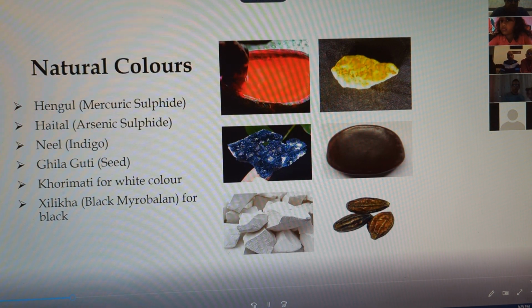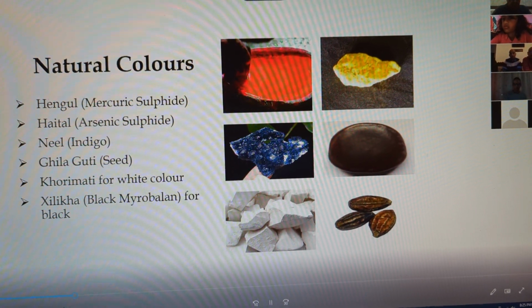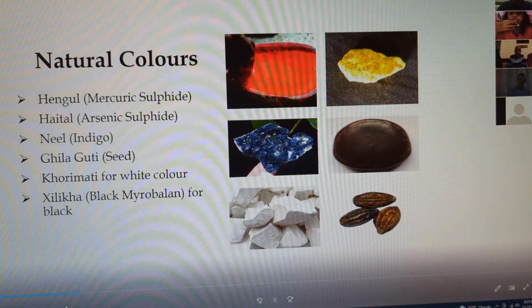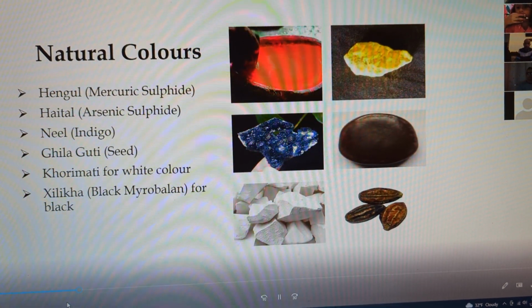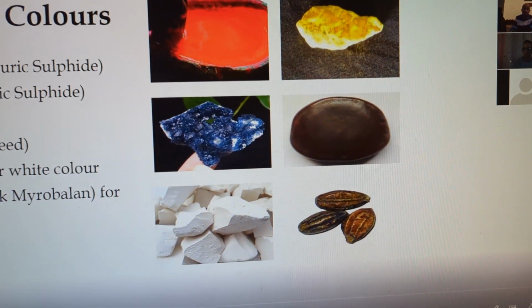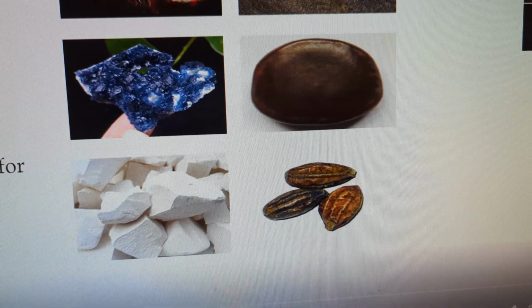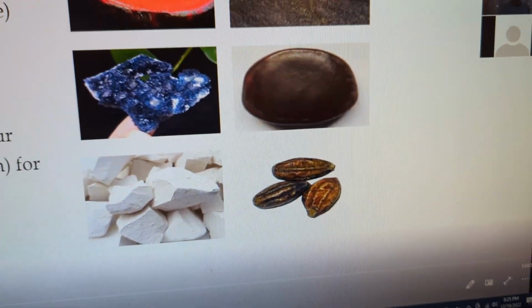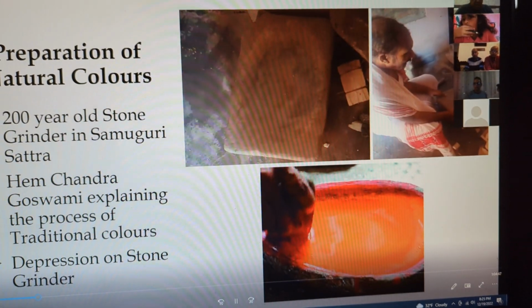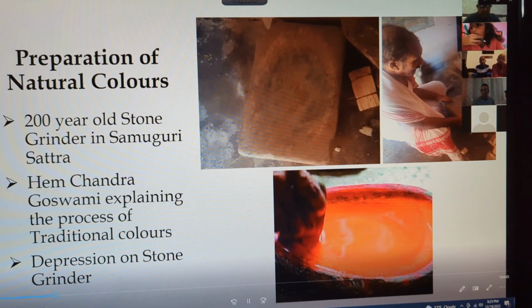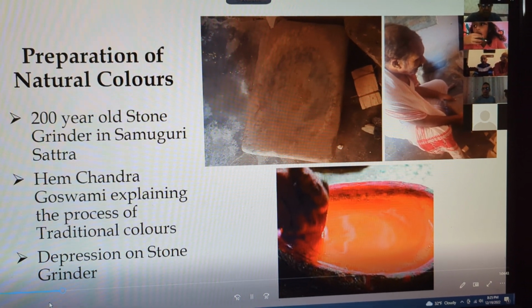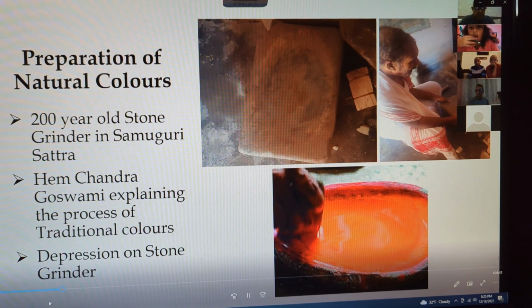Blue is taken from this. This is Hilagoti. White color is derived from Korimati, and the last one is Hilika, black myrobalan, and we derive black color from this Hilika, from black myrobalan. So these are our natural colors. Preparation of natural colors again takes a time of about 1 week.